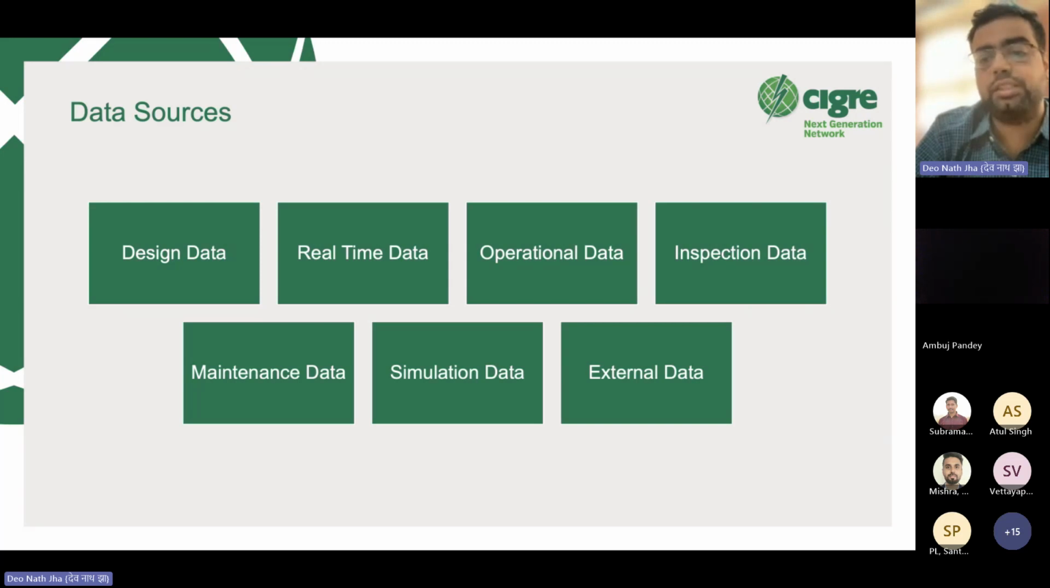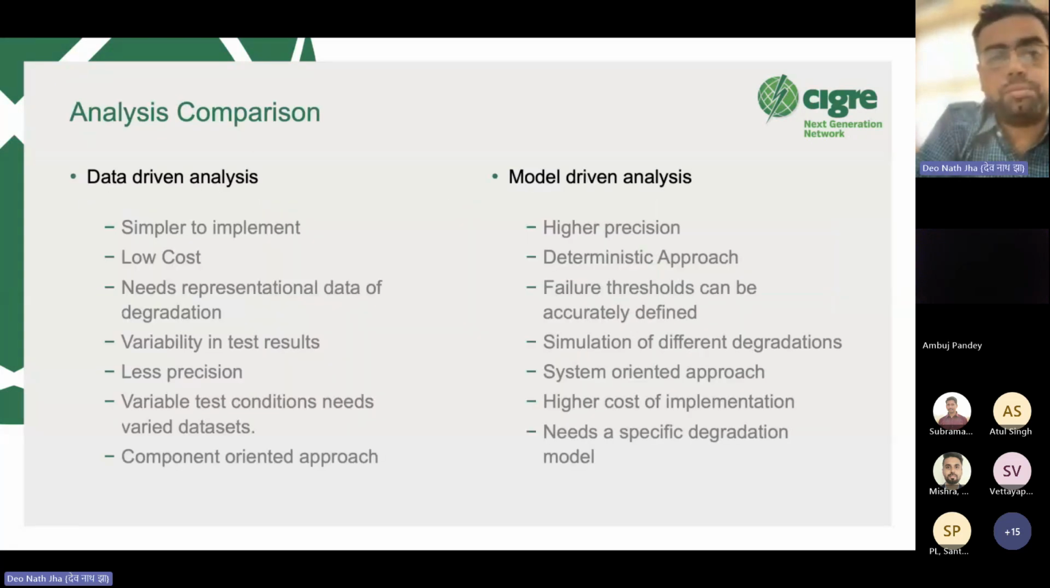the weather data, like in what weather conditions the maintenance activity has been carried out, to ascertain the confidence level of the maintenance results. So all these data sources combine together to give us a condition platform for a transformer.